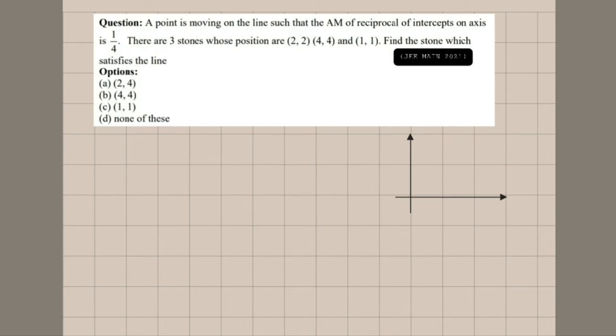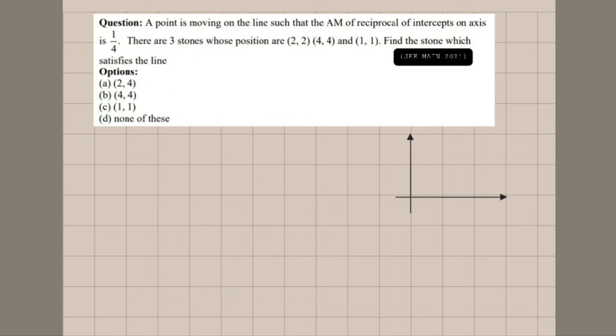Let's see. The first question was given in JEE Main 2021, which is the latest JEE Main. Let's see the question. A point is moving on the line such that AM of reciprocal of intercepts on axis is 1 by 4. What is AM here? AM is arithmetic mean. There are three points whose positions are (2, 2), (4, 4) and (1, 1). Find the point which satisfies the line.